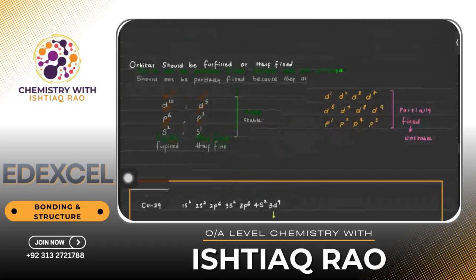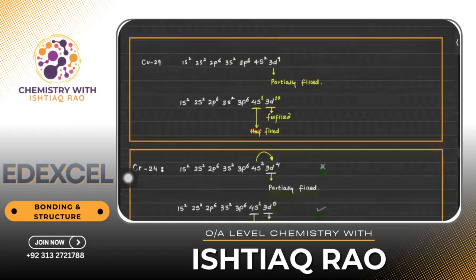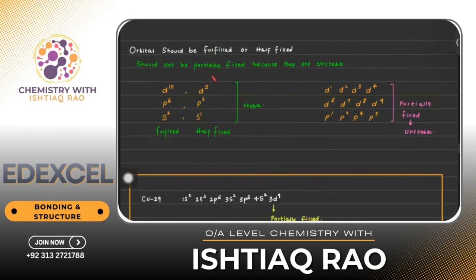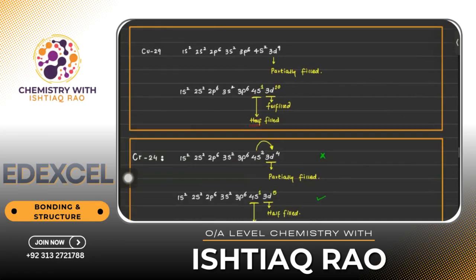I have mentioned that these are half filled, so they are more stable. Full-filled, half-filled: stable. Partially filled ones are all unstable because they are partially filled. So you must know this.